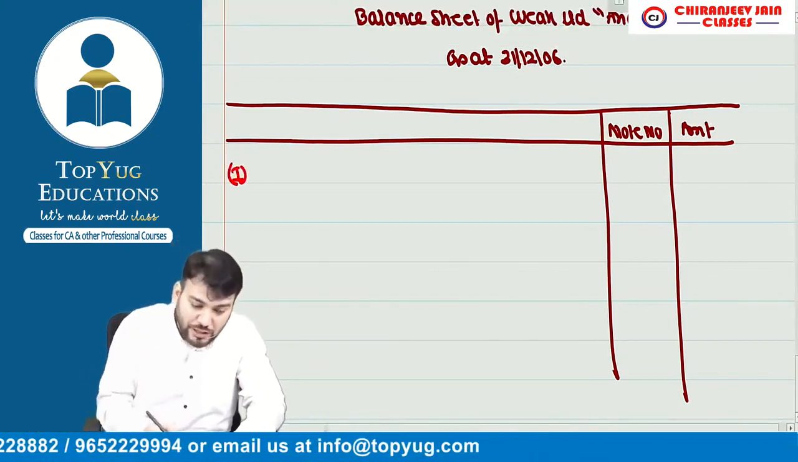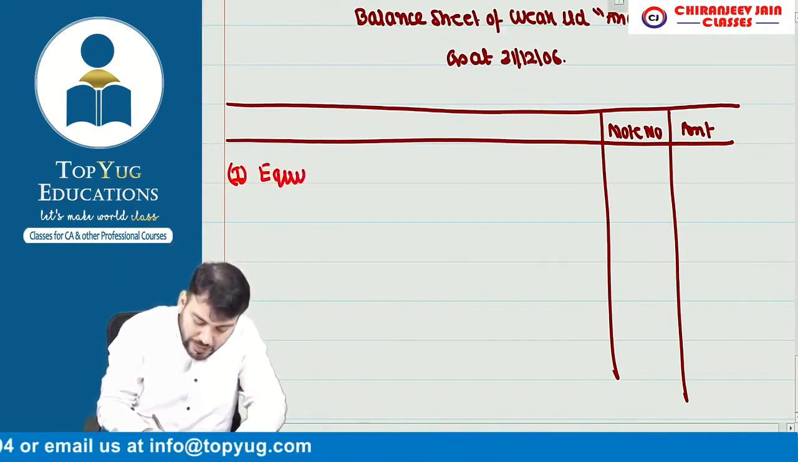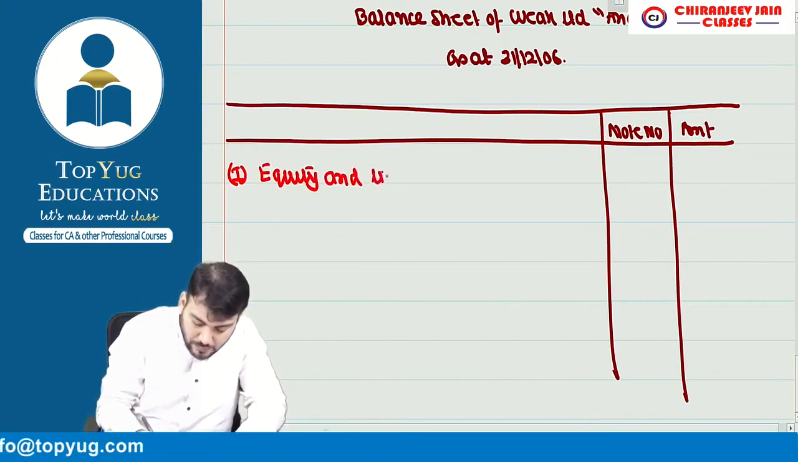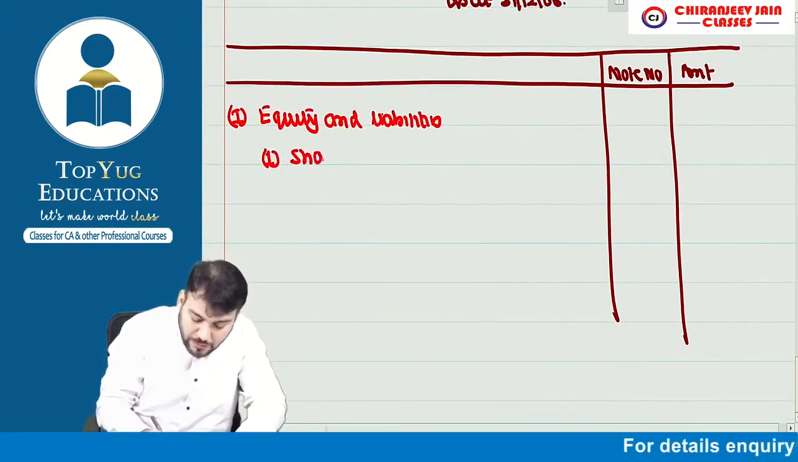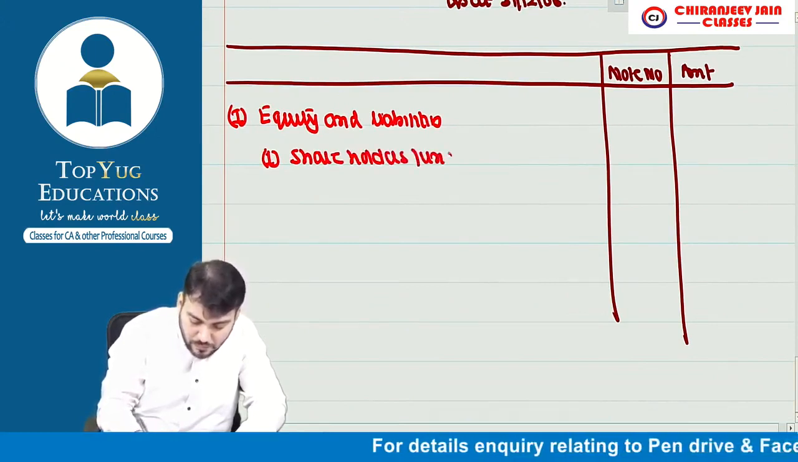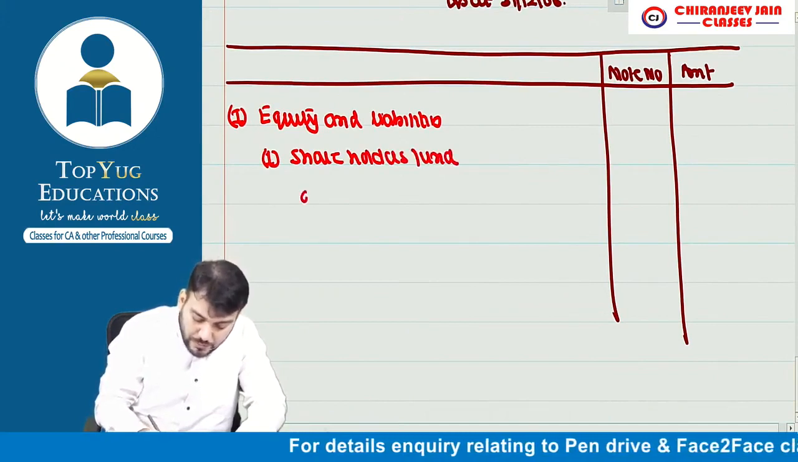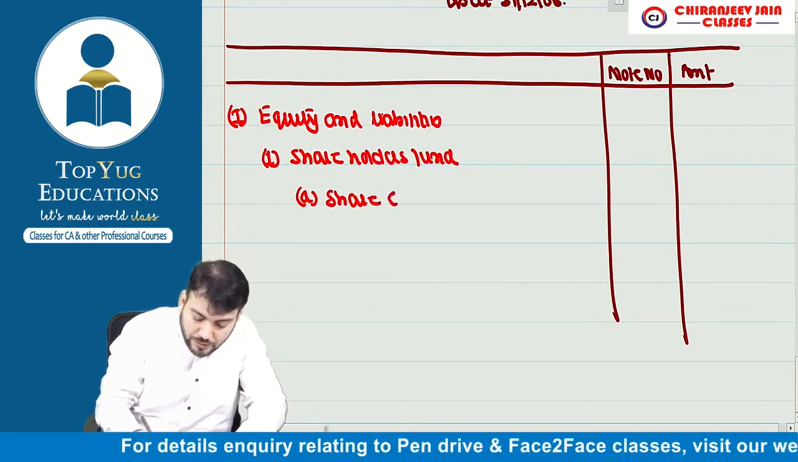First what we write? Equity and liabilities. So we will write equity and liabilities. In this first point number 1, what we write? Shareholders fund. Correct. Then under this point number A, what? Share capital.